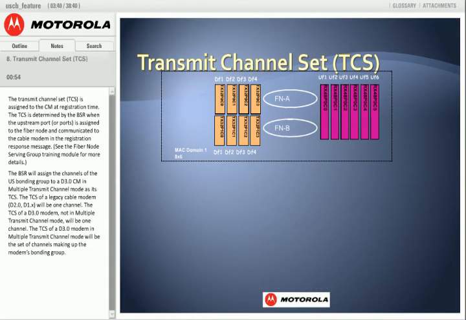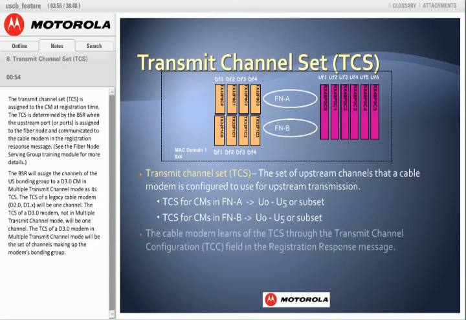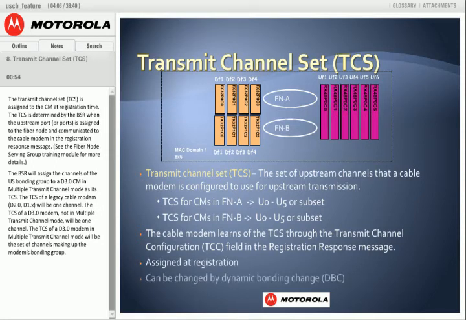Transmit channel set. The transmit channel set is assigned to the cable modem at registration time. The transmit channel set is determined by the BSR when the upstream port or ports are assigned to the fiber node and communicated to the cable modem in the registration response message. The BSR will assign the channels of the upstream bonding group to a DOCSIS 3.0 cable modem in multi-transmit channel mode as its transmit channel set.